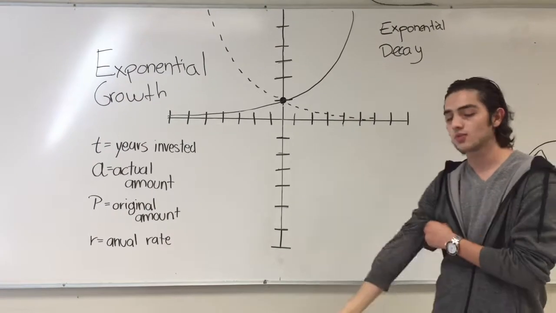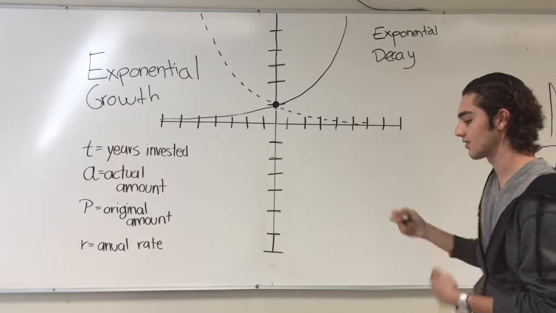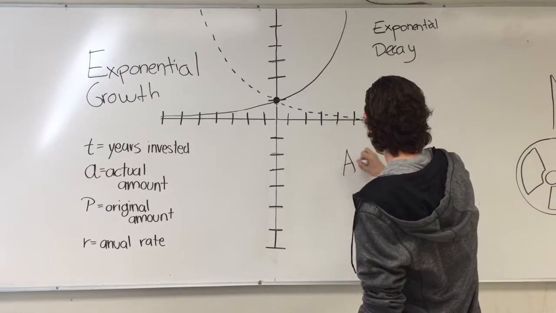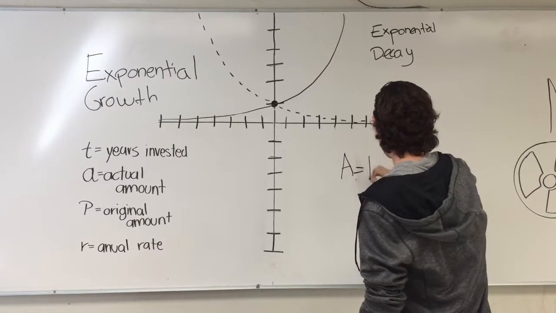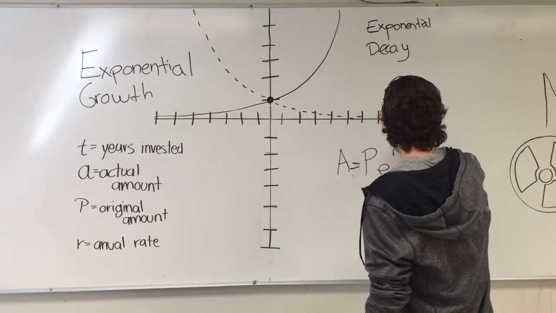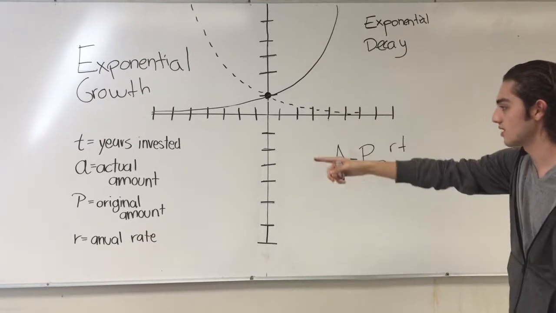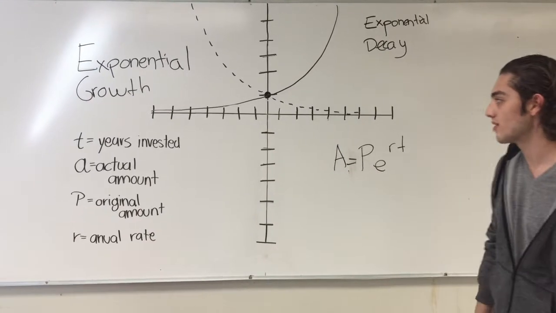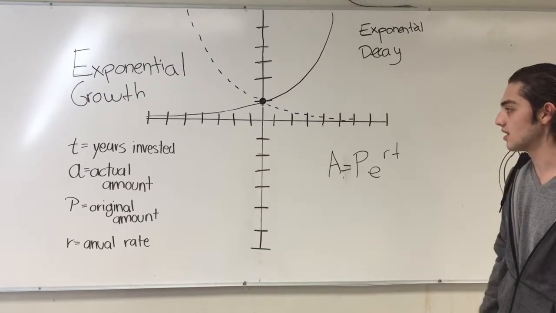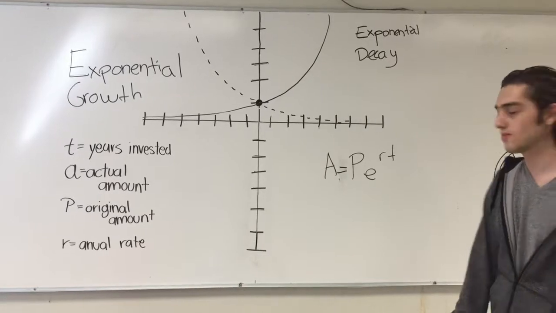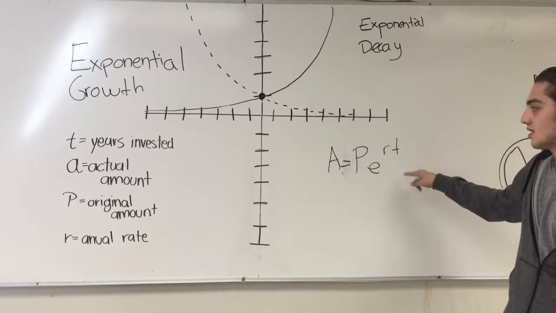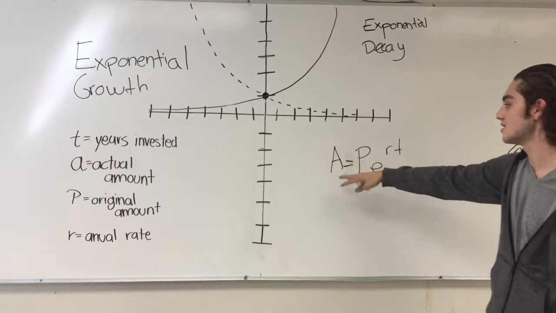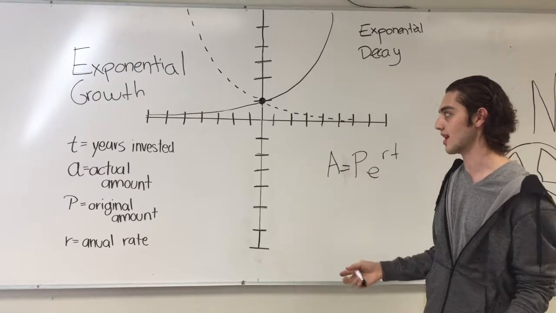The formula that commonly simulates these kinds of graphs is A equals P e^(rt). These values represent this: P is the original amount, e is the natural logarithm base, r is the annual rate, t is the years invested, and A is the actual amount, or the amount that you want to get with the formula.